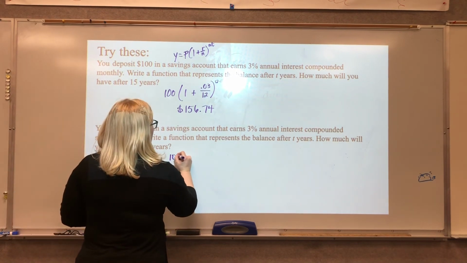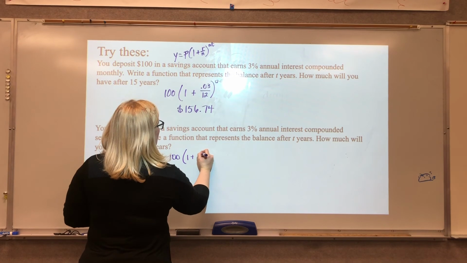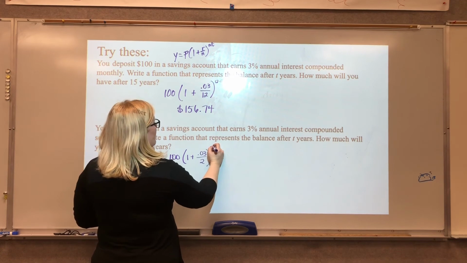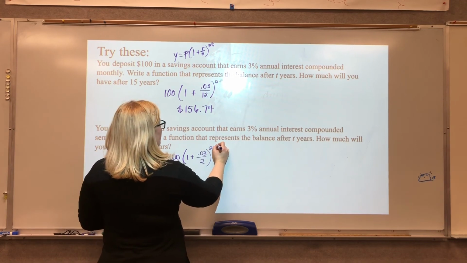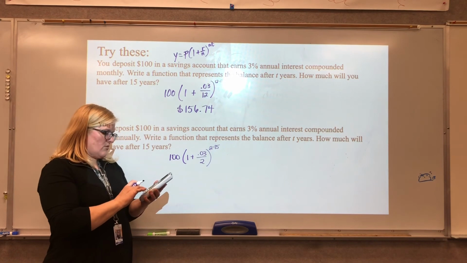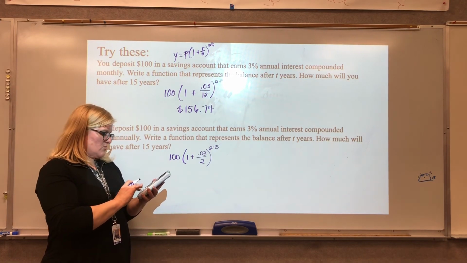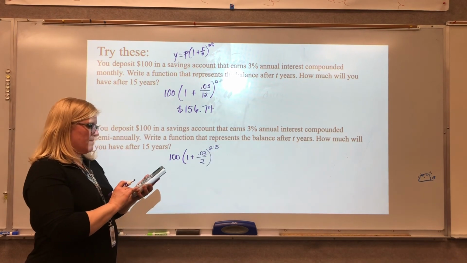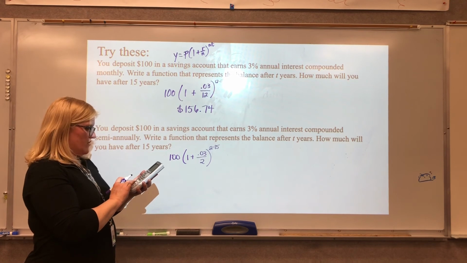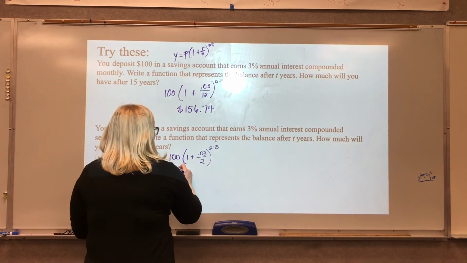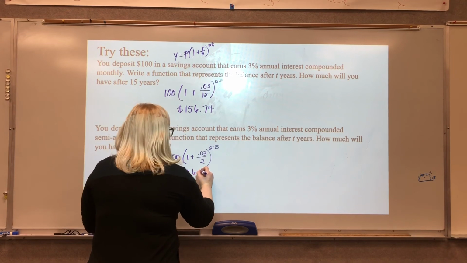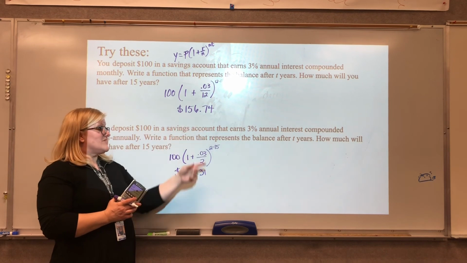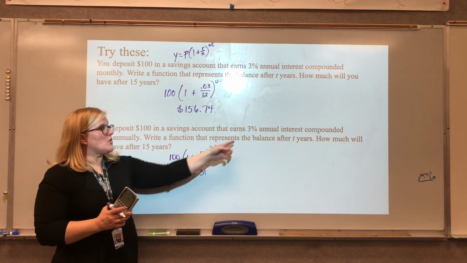We've got 100 times 1 plus my 3%. This time divided by 2 because it's twice a year. And then here we have 2 times 15. So 0.03 divided by 2 plus 1 to the 30th power times 100 gives me $156.31.